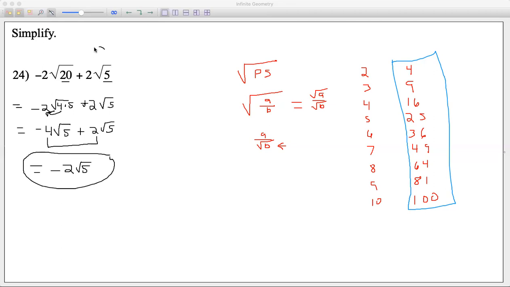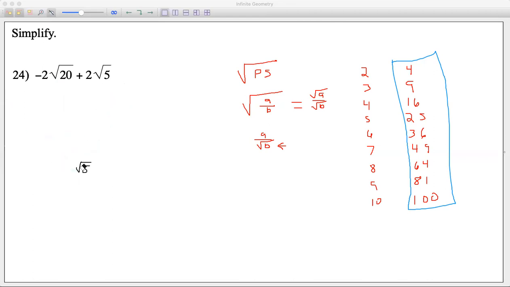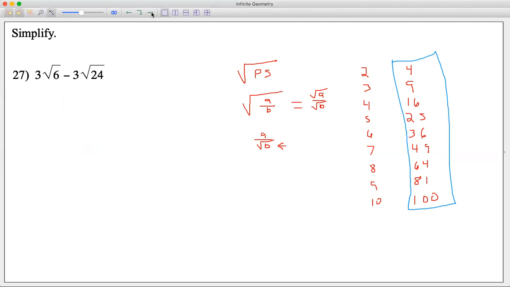Like I said, sometimes you might get one where, if this was a 17 instead of a 20, well, you can't do anything with a 17 and a 5, right? No, that doesn't turn into a common radical. Okay, so that's your adding and subtracting. They don't get any more challenging than that. Some of these you might subtract, some of these you might add, just depending upon the coefficient.